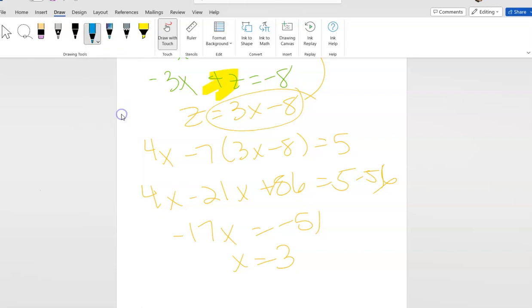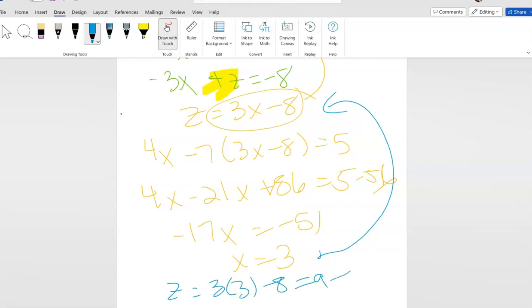Now I need to start working backwards. Taking this x and putting it back into our original equations doesn't do us any good. Instead, I want to put it into this one because this will allow me to solve for z. And I've already got this solved for z. So might as well use what I've got. So this is 9 minus 8, which is 1. So now I have both z and x.